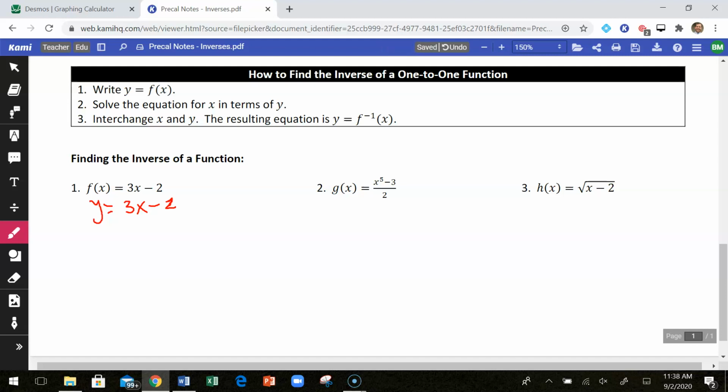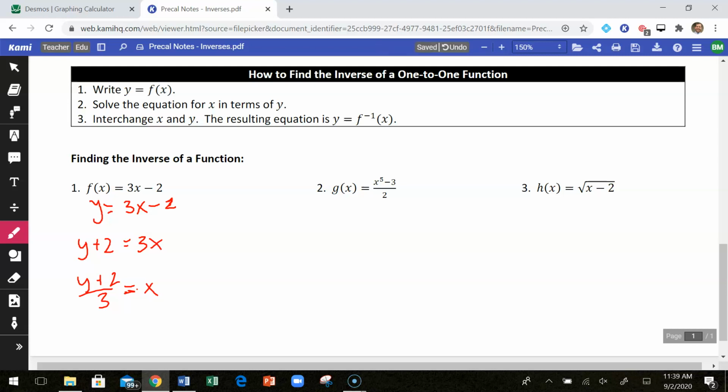The next thing says solve the equation for x in terms of y. So what I'm going to do is get x by itself. I would add 2, so I would have y plus 2 equals 3x. Then I would divide everything by 3, so y plus 2 over 3 is equal to x. I have solved for x in terms of y.